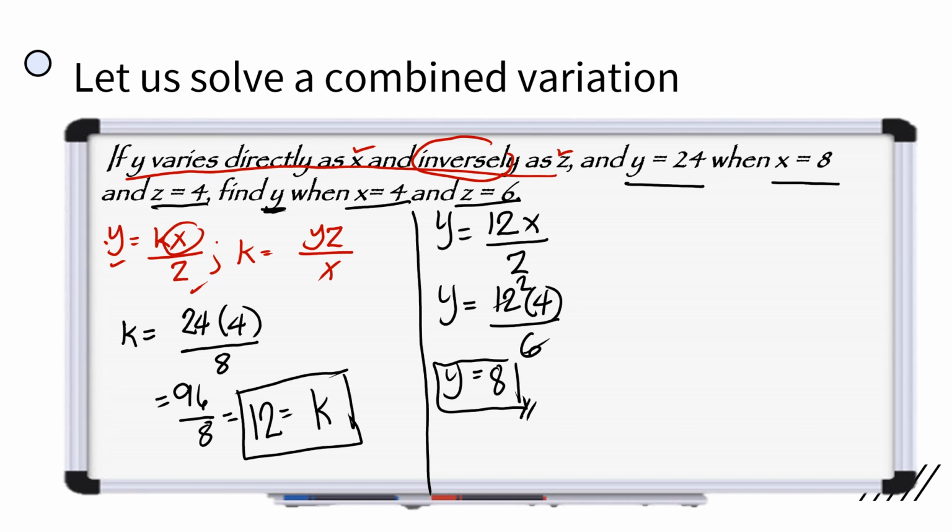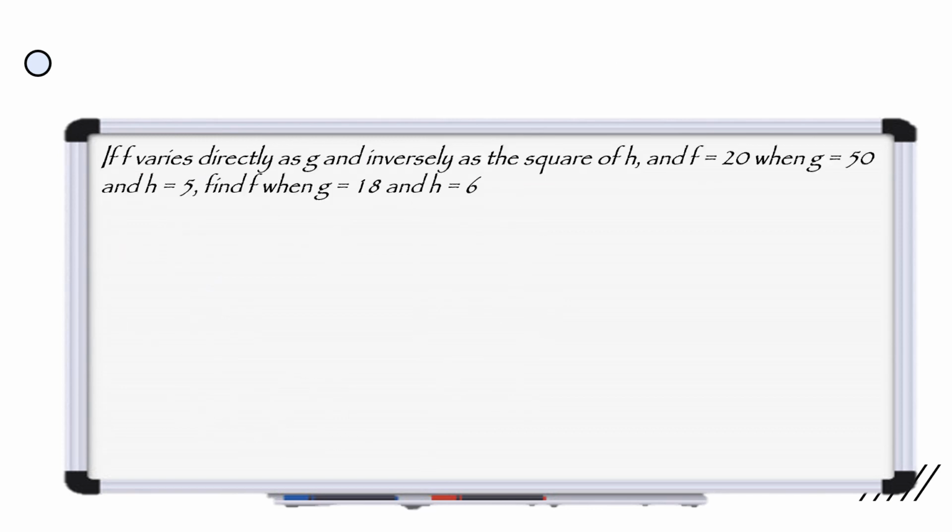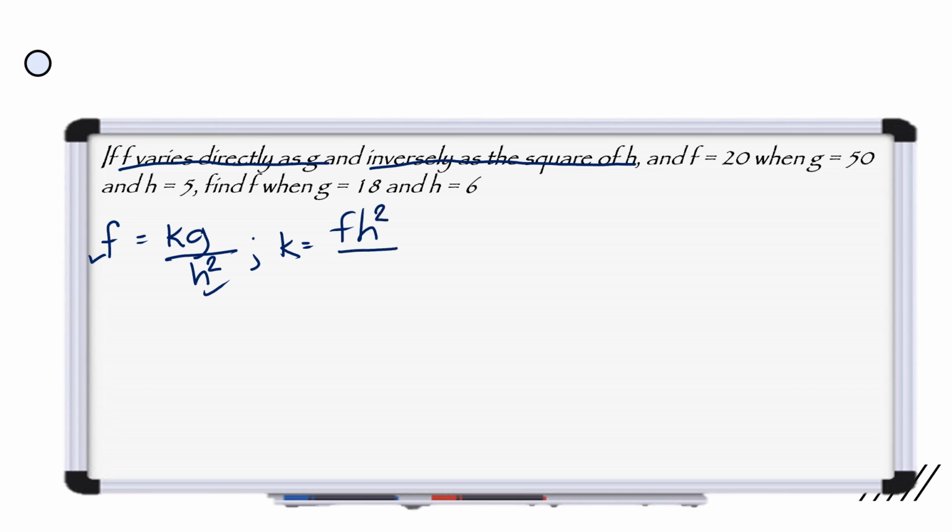Okay, let's move to the second example. So, again, let's rewrite the given first. So, we have here f varies directly as g, and inversely as the square of h. Squared again. So, to find the value of your constant, multiply first f and h squared, over our other variable, which is g. So, after that, we can now find the constant by simply substituting.